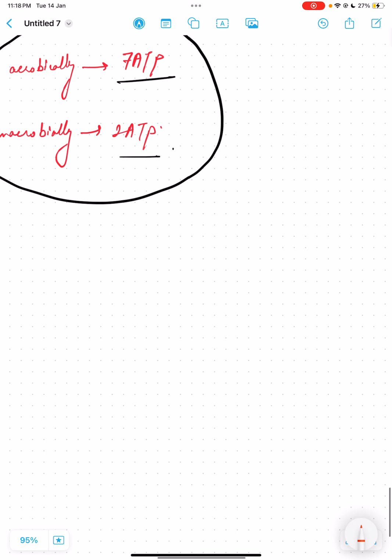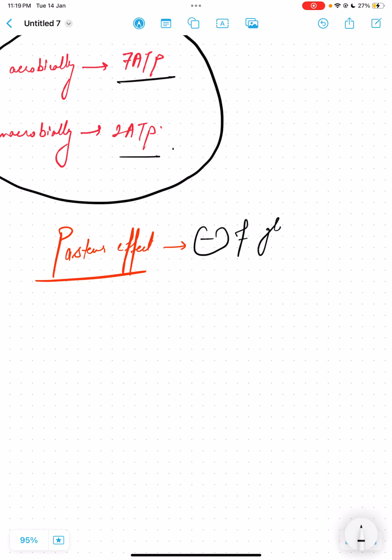It is also associated with glycolysis. Basically, the Pasteur effect is the inhibition of the glycolysis cycle by oxygen. There, the phosphofructokinase enzyme will be inhibited. So this was all about glycolysis that all of you should remember.